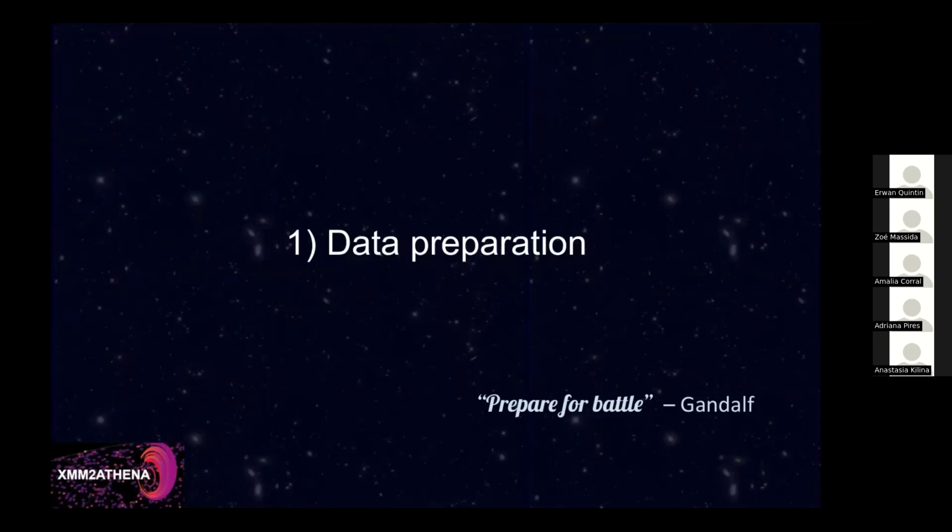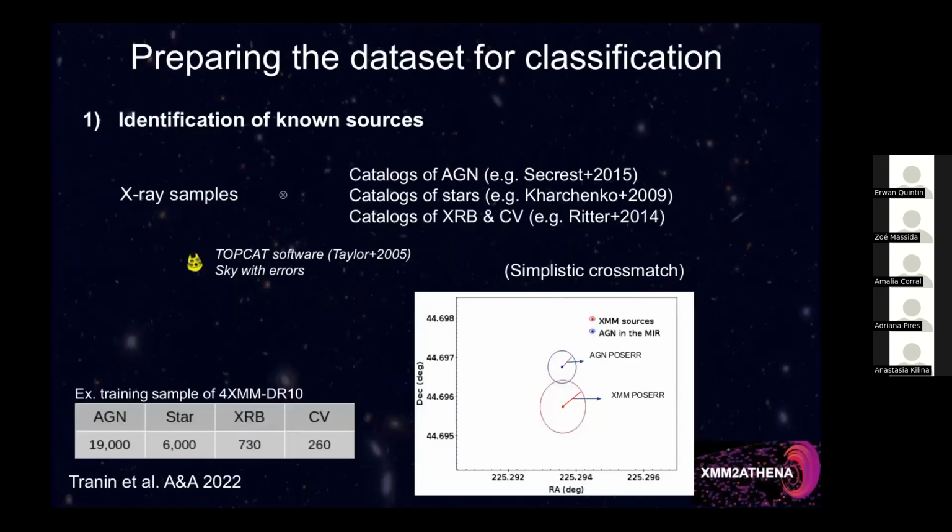So let's start to prepare our data. All that you will see now is implemented in the automatic code ClaxBoy, even the data preparation step that you can find on GitHub, which I will show you later. The first step of data preparation is to identify a training sample, since we are doing supervised classification. So we identify known AGN, stars, X-ray binaries, cataclysmic variables, depending on the choice of your classes.